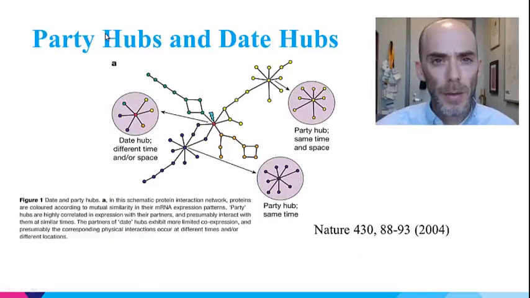Another paper that examined the topology of biological networks identified that there are two types of hubs, party hubs and date hubs. The idea is that highly connected proteins in protein-protein interaction networks can be of either of two types. Those that interact with their partners in one place and one time within the cell are the party hubs. The other highly connected proteins interact with their partners at different times and at different places in the cell.